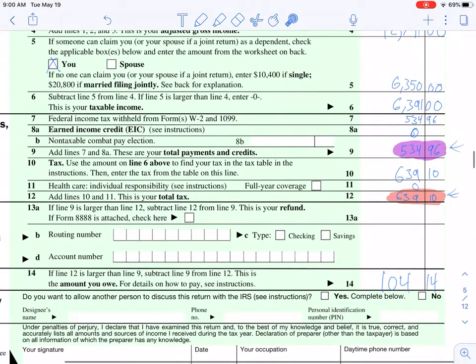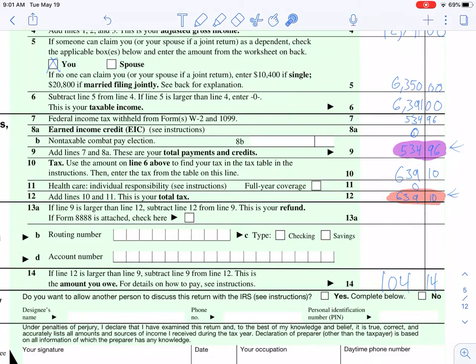For Melinda, line 12 is larger than line 9. So we're going to subtract $639.10, and we're going to subtract out $534.96 from that. And that leaves us with $104.14. This is what she owes. This is the amount she owes in taxes. So this is what she sent from each paycheck. This is what she owed total. And this is how much she came up short. So she didn't have enough set aside to pay it all off.